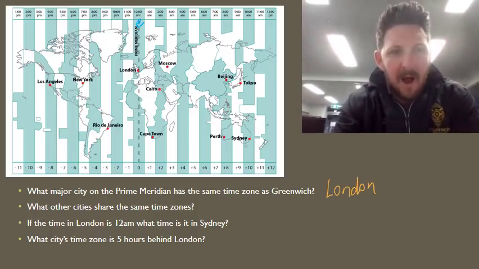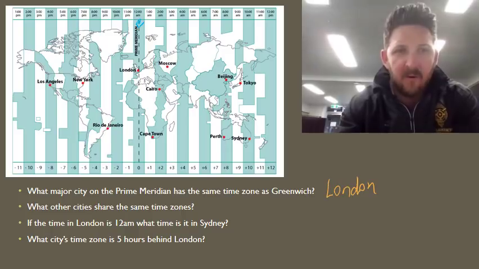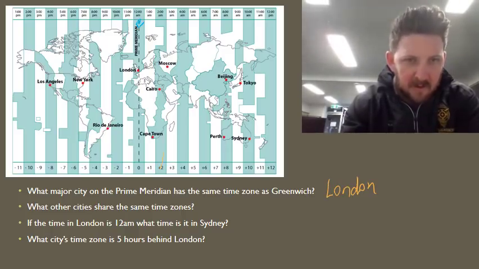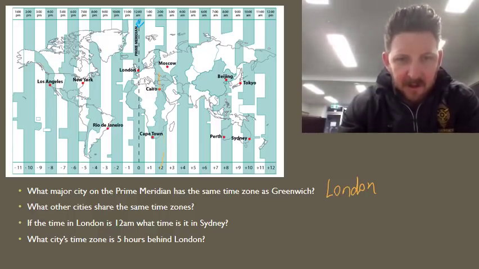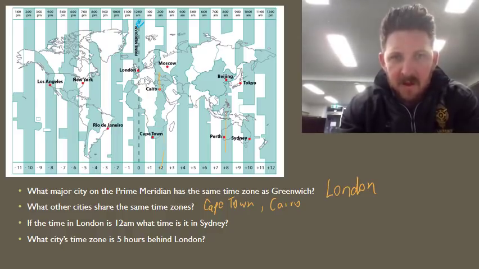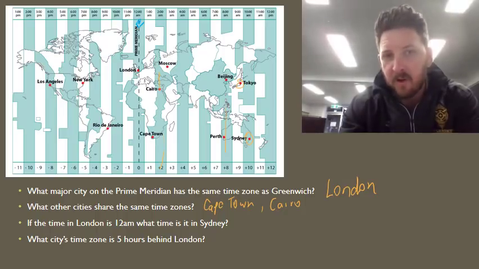Great one. The next one says, what other cities share the same time zone? Now what we want to do is have a look at different cities that fall in the same colour. So if we have a look here, here's the +2. You can see it goes down here, and there are 2 cities, Cape Town and Cairo. So I'm going to say Cape Town and Cairo. Or I can have a look here, there's Beijing and Perth. So I could say Beijing and Perth would also be another one that I could pick. Now you can see here that Sydney and Tokyo do not. They're one time zone difference, even though the blue time zone that Sydney lies in goes a little bit all over the place. The Tokyo one is actually in the white one there.